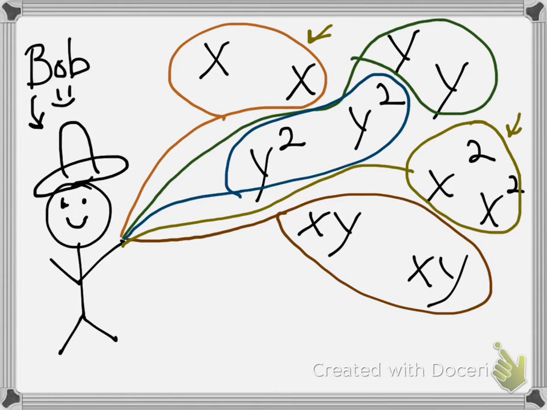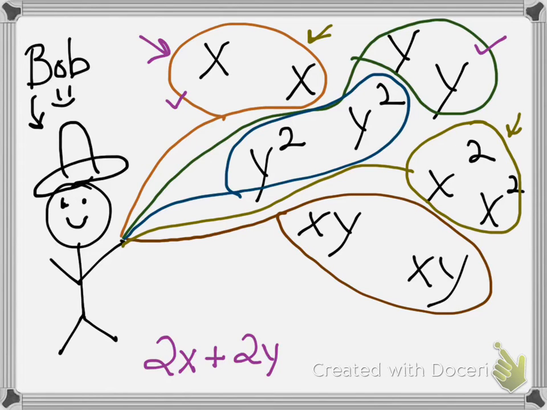Now, Rancher Bob says, okay, I've got to decide what to do and count up all the things that I have on my ranch. So, let's start with these guys right here. All right, so it looks like there's 2 of those. So we have 2 X's. Okay. So we've got those done. Check. All right, it looks like here in the green lasso, we have 2 Y's. So I'm going to write that down.